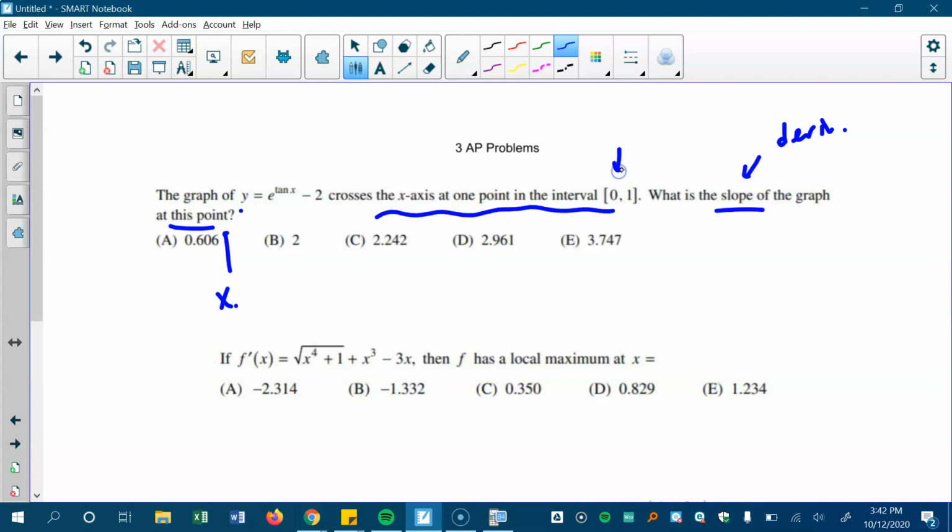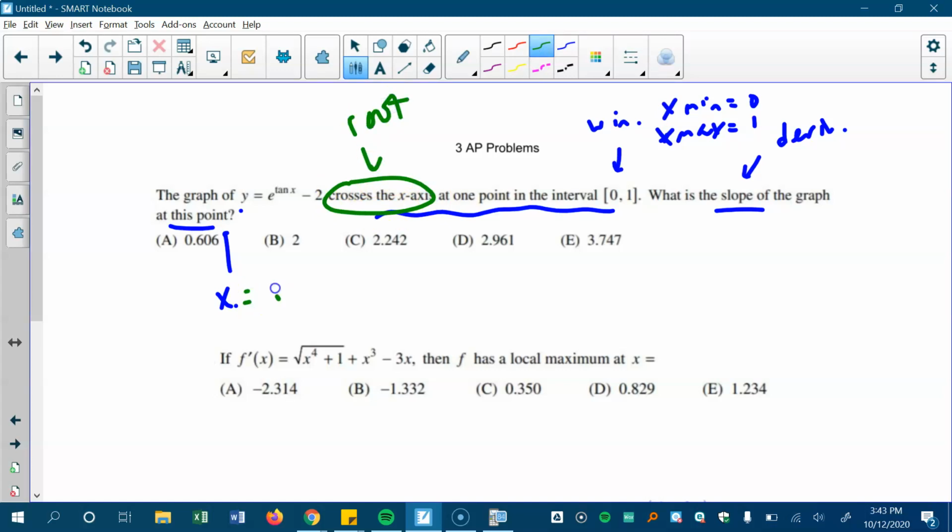The 0 to 1 means my window needs to be restricted from 0 to 1. So x min needs to equal 0, x max needs to be equal to 1. I wouldn't actually write this all down on the test. I'm just writing this down to communicate to you. And I'm looking for a root. Crosses the x-axis means I need the root. And that root is equal to the x, which means that the slope, so I need y prime of the root. Okay, now I see how to do the problem.